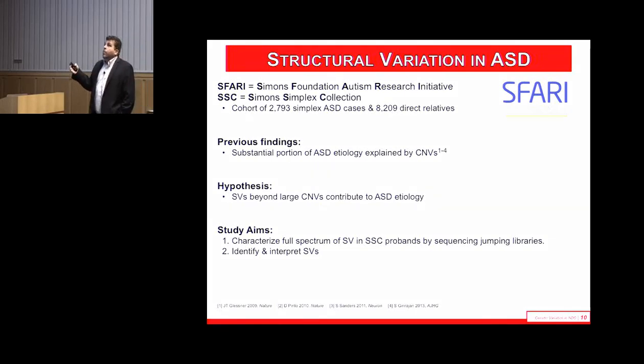We proposed to sequence probands. We wanted to sequence trios, but we couldn't get the funding to do it, so we proposed that we sequence probands with jumping libraries to ask the question of what is the structural variation landscape beyond just copy number variation? So what do we see beyond just copy number variation? So we wanted to really characterize the full spectrum of structural variation in the autism genome.